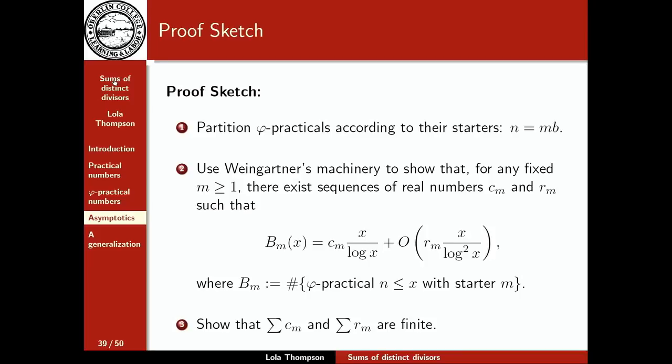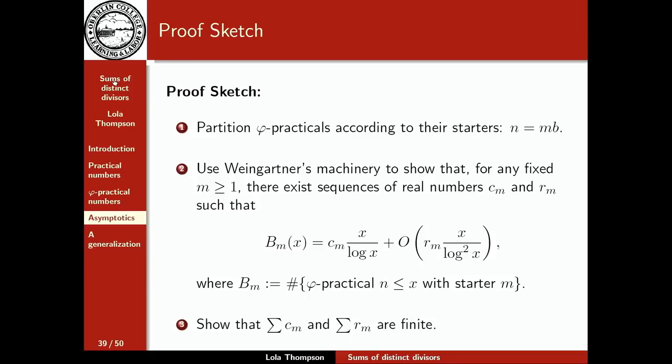And then the worry is just, well, what happens when we sum these c sub m's and these r sub m's over all the possible m's? Could those get big? And so what we end up showing in the end is that these sums are both finite, and so they don't cause any problems for us. So that's the idea.